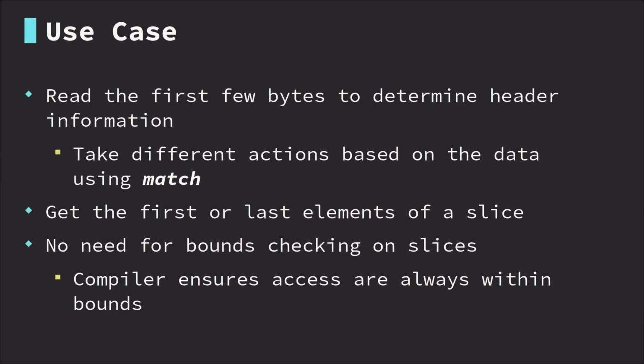One would be to read the first few bytes of a slice to determine header information, for example, for a file. And then you can take different actions based on that header information using a match expression. Another use case would be to get the first or last elements of a slice. And since we're working with match expressions, there's no need to do any bounds checking. The compiler will always ensure that we access data that's within bounds of the slice.